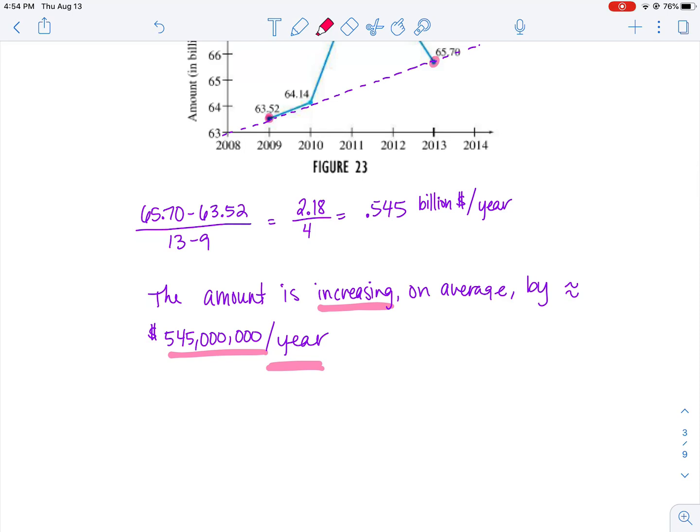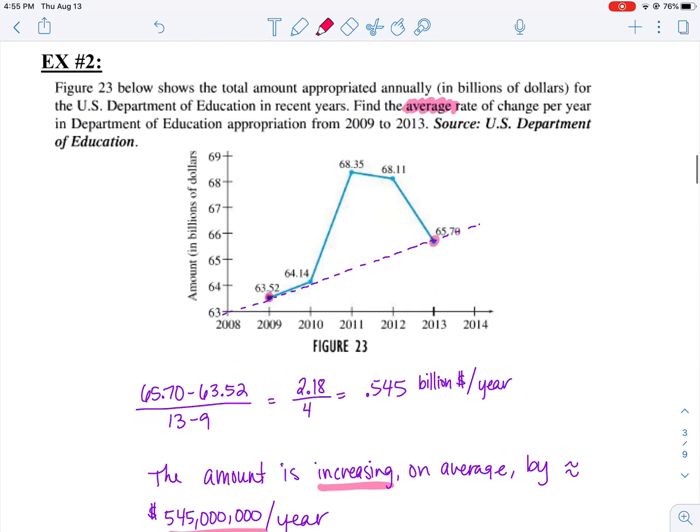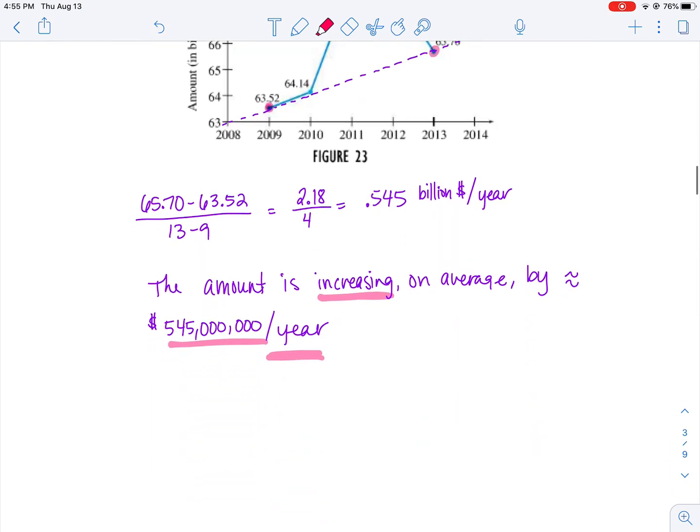All right, when I found the average rate of change from 2009 to 2013, I did my y2 minus y1 over x2 minus x1, and I got an average of $0.545 billion per year, making sure that I'm looking at the graph and the information in the problem to label it correctly. So the 3 things in your sentence: the amount is increasing on average by approximately $545 million per year. Or you could have said $0.545 billion per year.